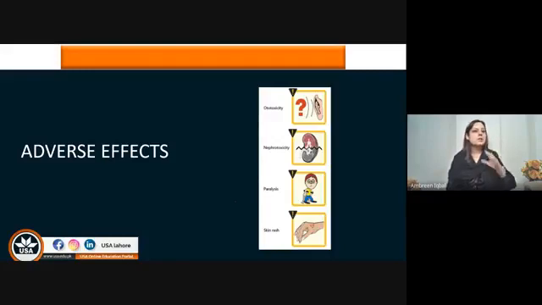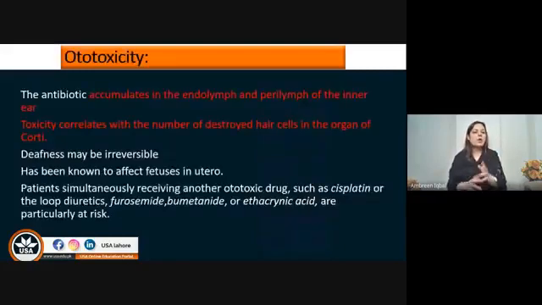Number one is ototoxicity. We said aminoglycosides have well documented side effects, that is ototoxicity. What is it and how does it happen? The antibiotic accumulates in the endolymph and perilymph of our inner ear, and the toxicity relates to the number of destroyed hair cells in the organ of Corti. This antibiotic, accumulating in our endolymph and perilymph, goes there and destroys our hair cells.